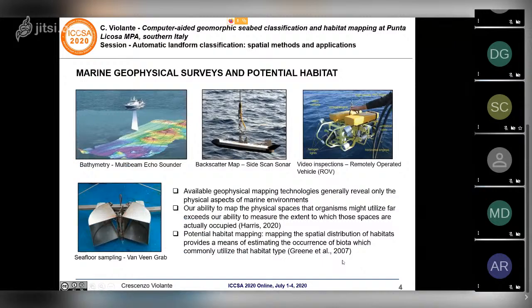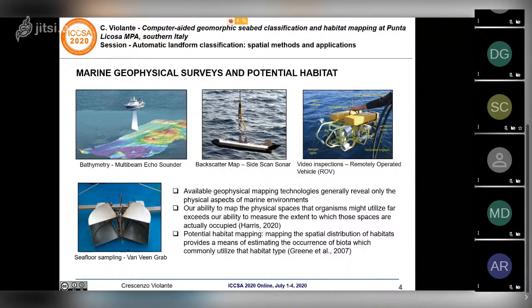Just a few words on this geophysical survey that we used in this area. On the upper left, you can see the multi-beam echo sounder in action. It is used for high resolution bathymetric survey. It's a system which is mounted below a vessel, and it spreads a fan of acoustic beams that allow for complete coverage of the seafloor area.